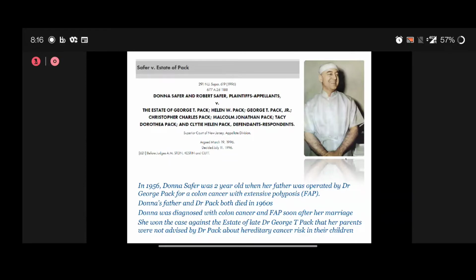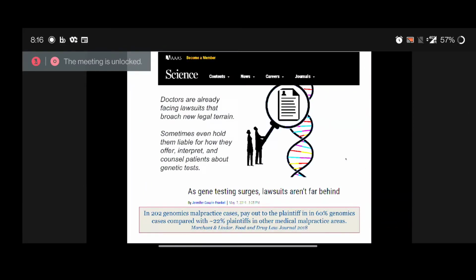And she sued that my family was not advised about family screening. That's why I have this advanced cancer. And she sued because he was a very famous surgeon. He had a big estate left behind, and she sued. And even now, you look at a lot of genomic malpractice cases are happening. And I hope some of you would not face these cases, but I won't be surprised if some of you face, because this is a landmine and you can't avoid it. You have to walk this path.